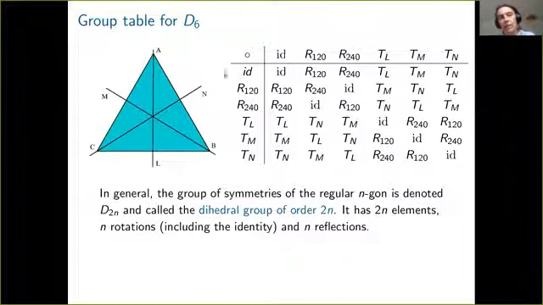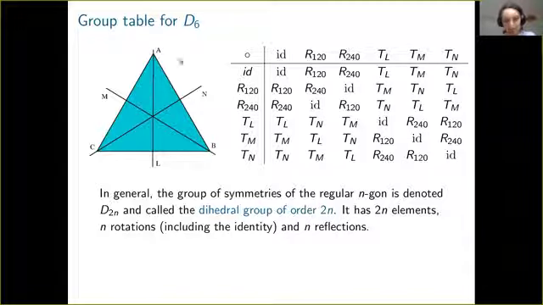So that's the dihedral group, D6, the group of symmetries of the equilateral triangle. Something that you can do, and I really encourage you to do it, is do the same exercise for the square, the pentagon. In general, the group of symmetries of the regular polygon with n sides is denoted by D subscript 2n and called the dihedral group of order 2n. So 2n is the number of elements, and in general, for a finite group, the order of the group is the number of elements in it.